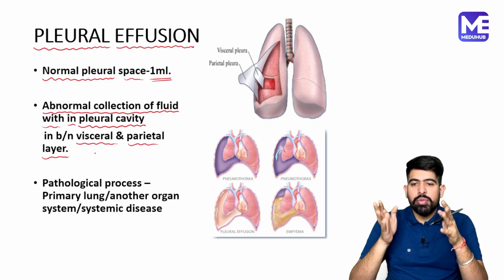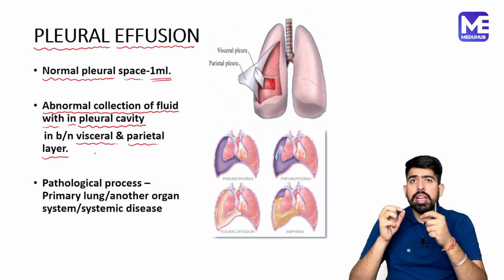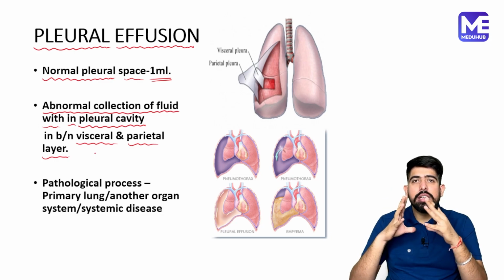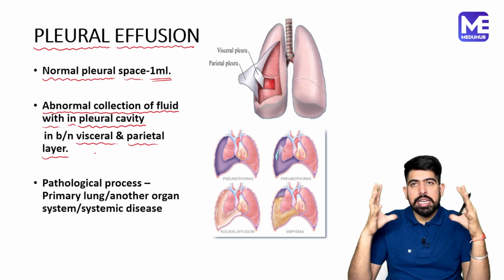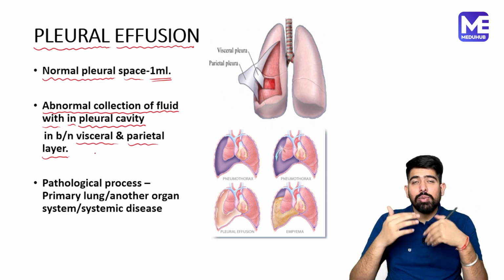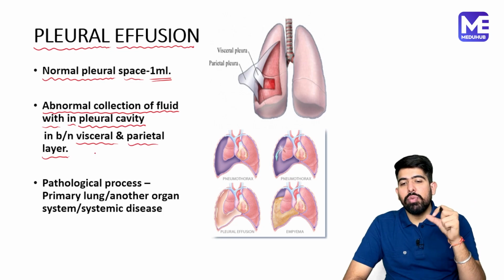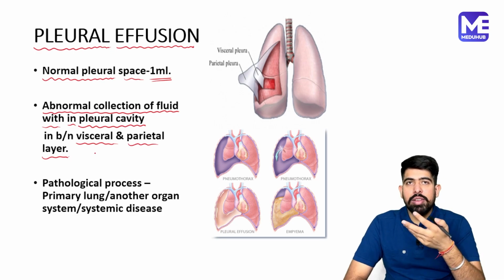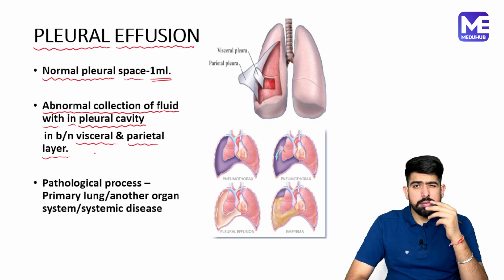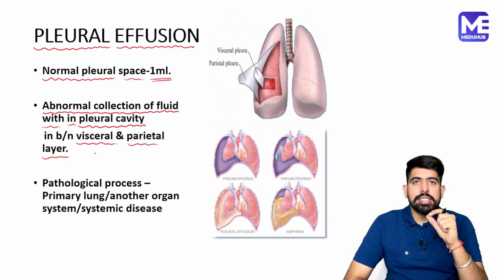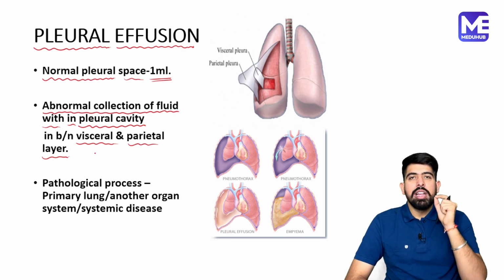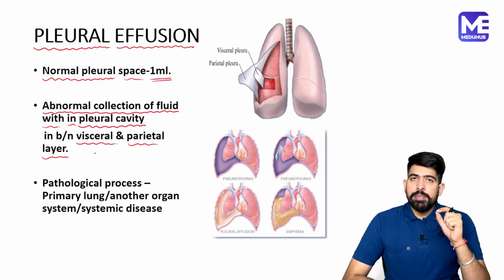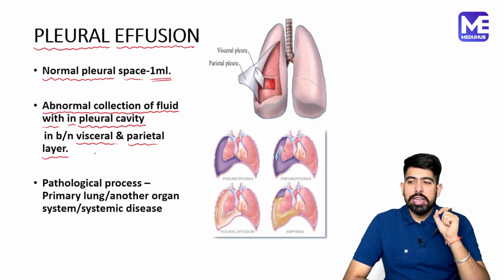So you understand, normally in the normal pleural space we have 1 ml, and there we have the pleural fluid, right? It does lubrication, so there is no compression when the lungs are expanding and recoiling, so it helps in that. But if there is an abnormal collection of fluid within the pleural cavity, more than the normal 1 ml, then this is known as pleural effusion. And please remember where the fluid is accumulated: between the visceral pleura and the parietal pleural layer, and this is known as the pleural cavity, right?